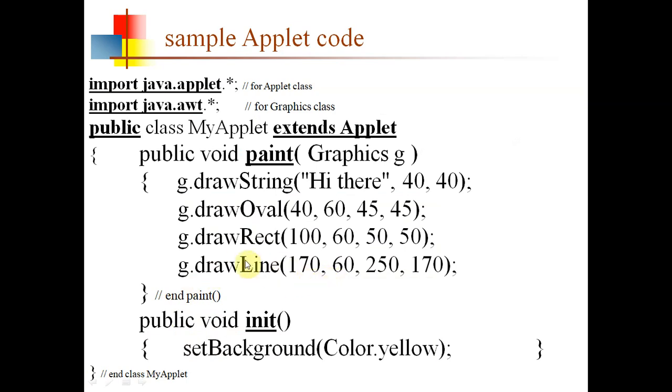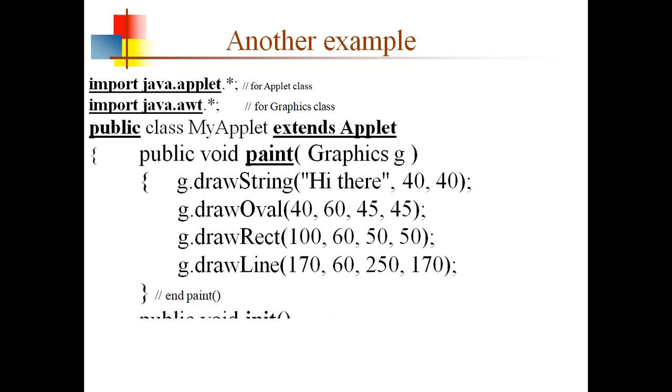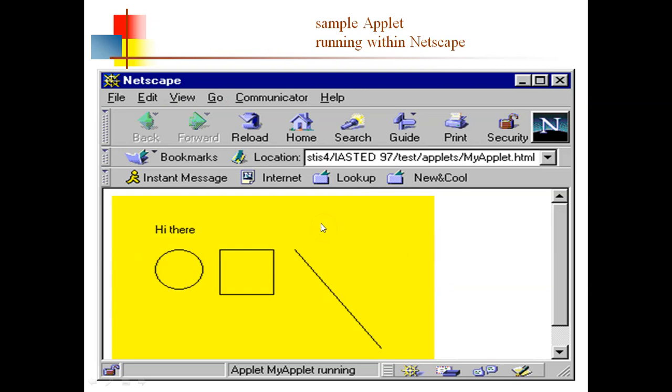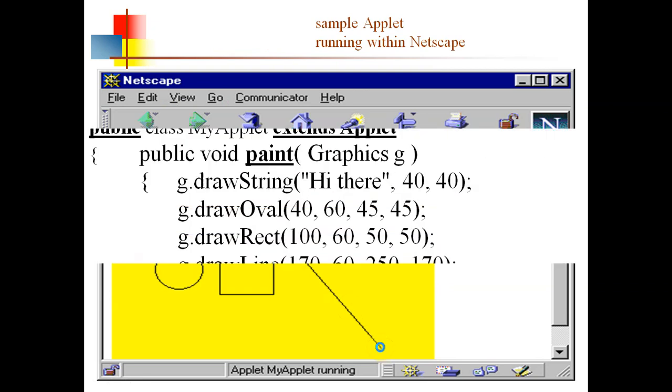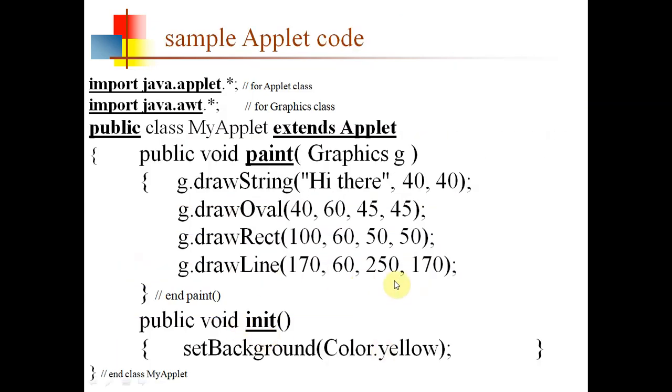We are drawing the line between x1, y1 and x2, y2. You can see here the coordinates: this is x1, y1, and this is x2, y2. From this coordinate to this coordinate we are drawing the line. So this is the output of draw line.